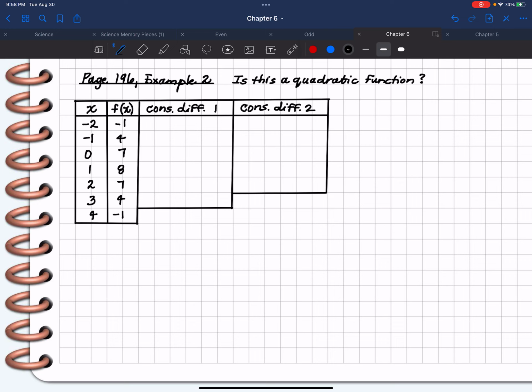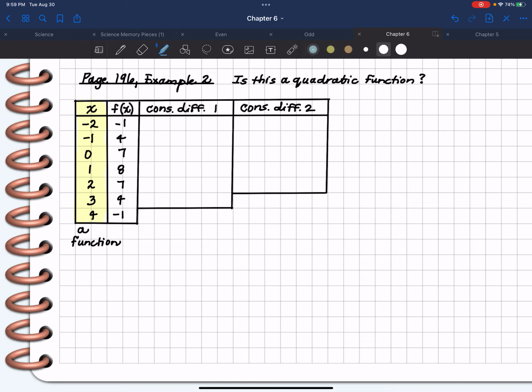And so the first thing we need to do is determine if it's even a function. And you do that by looking at your x column. And all the x's are different. So yes, it is a function. I'll also notice very importantly that it is consecutive. It is in order from -2 to 4, but it is a function.